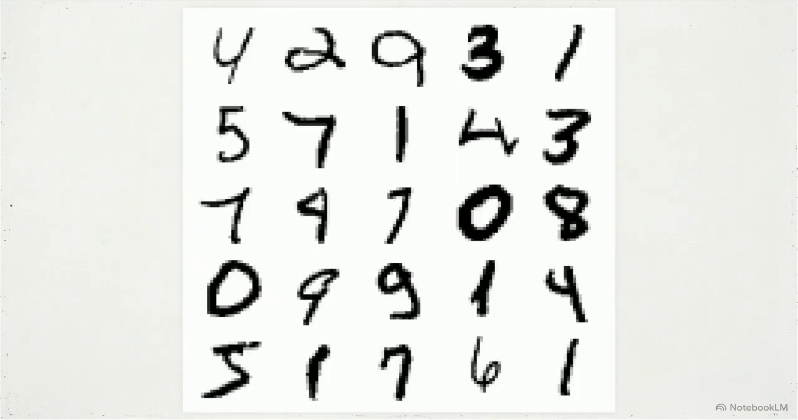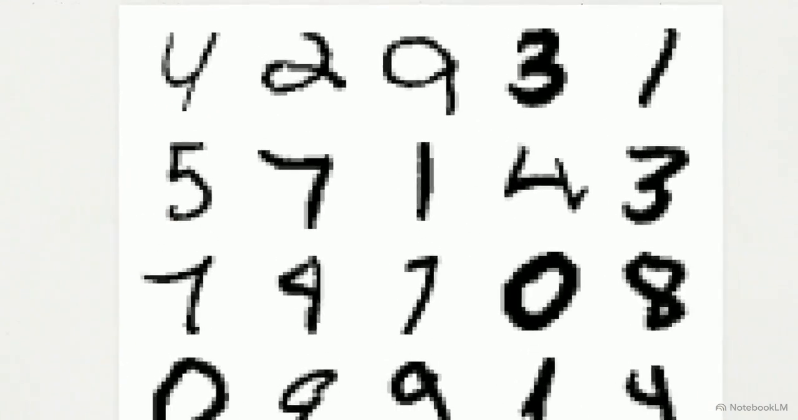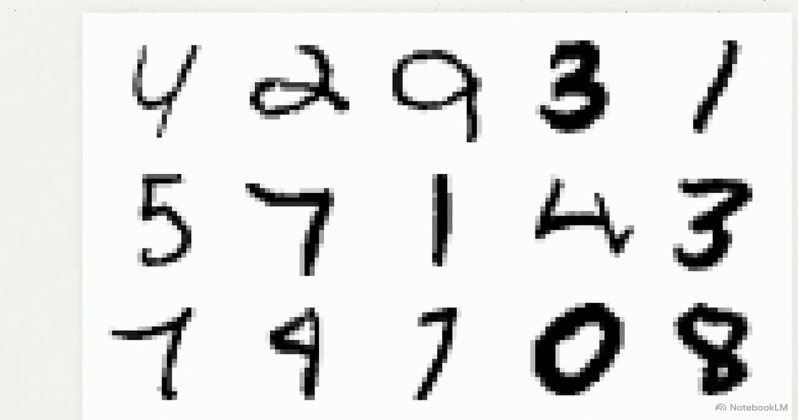Look at these MNIST digits. A single digit is just 28 by 28 pixels, but flattening that gives us 784 individual dimensions. To train efficiently, we must compress those dimensions down to a fraction of their size without destroying the actual shape.